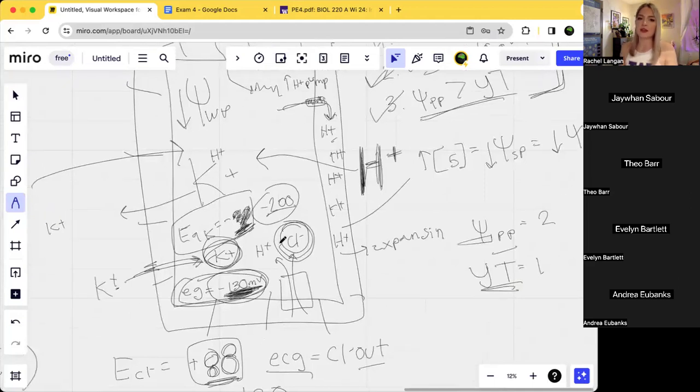So naturally, chloride wants to leave based on its electrochemical gradient. And then potassium wants to go in, but only if the membrane potential is super negative. And the only reason why it's super negative is because of all these positive ions leaving. So if you mess up the pump, you'll probably make this shoot up above potassium's equilibrium to maybe like, I don't know, negative 60. So now potassium wants to leave.